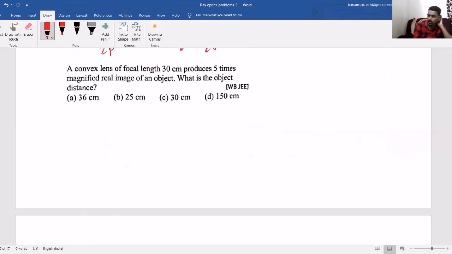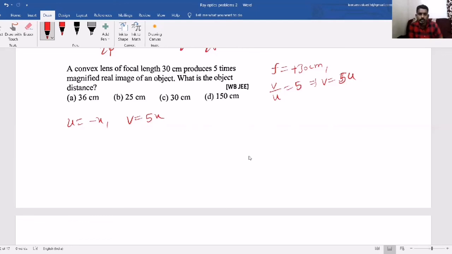Now let's take another question where a convex lens of focal length 30. As it is a convex lens, it is positive. It produces a 5 times magnified real image. That means V by U is 5, and that too a real image. So V equal to 5 into U. That means if you take U equal to minus X, then V equal to 5X.